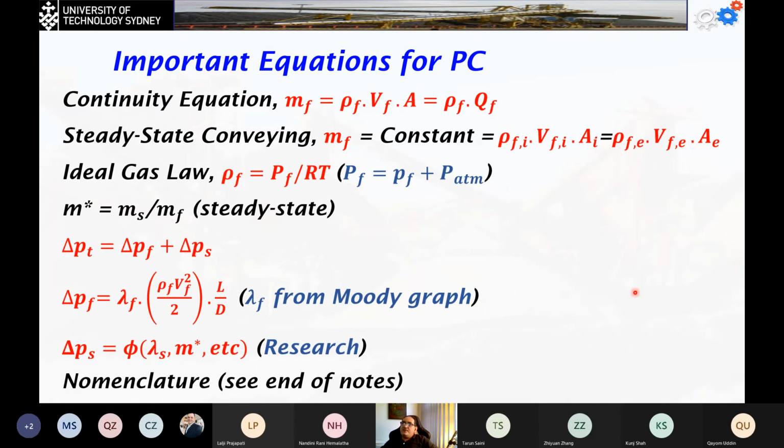Now, some important equations we have for pneumatic conveying. The first one is what we call the continuity equation. The continuity equation says that the mass flow rate of the air is always going to be constant at any point within the system. So the density of the air, for example, at the entrance, multiplied by the velocity of the air at the entrance, multiplied by the cross-sectional area of the pipe, is going to be the same at any point through the pipe. Just remember, this will be the main key we're going to use to find any unknown in our design procedure.